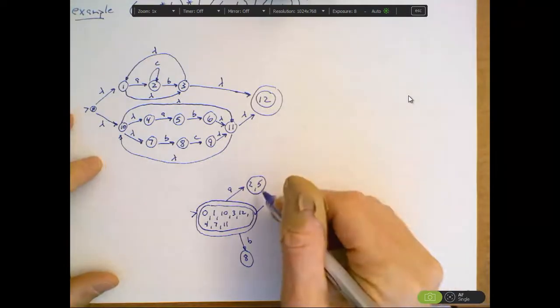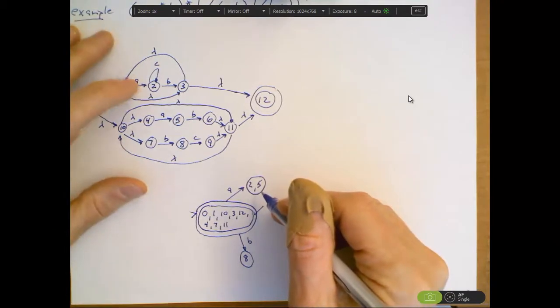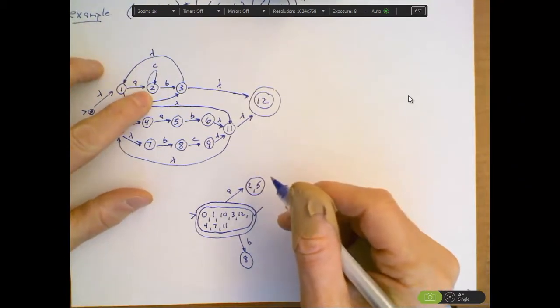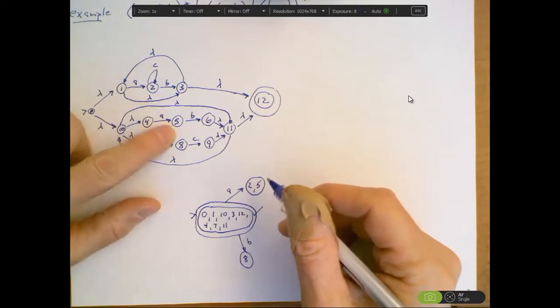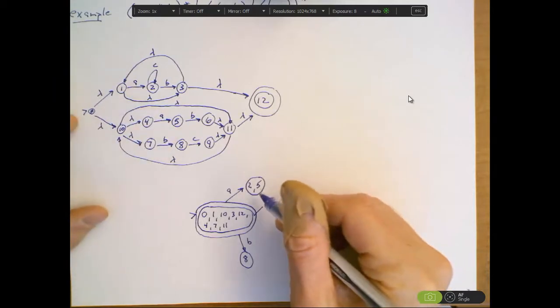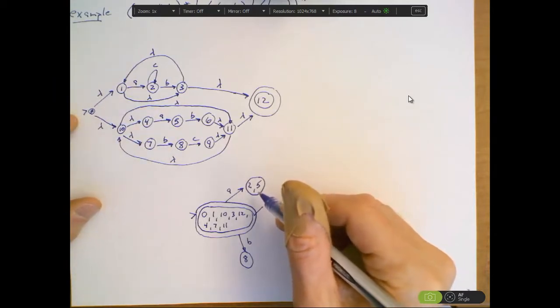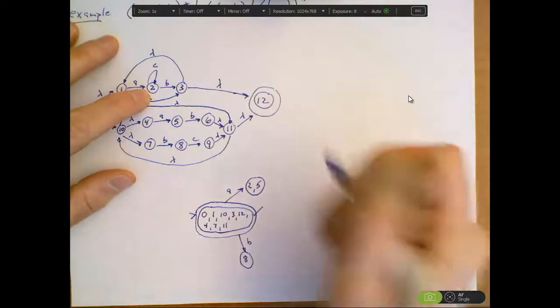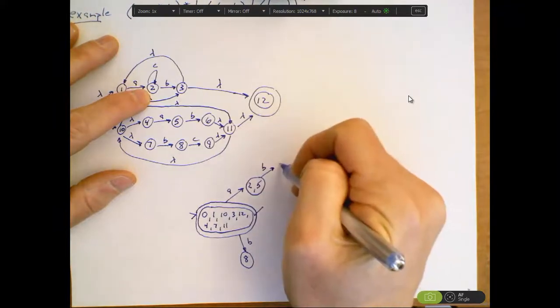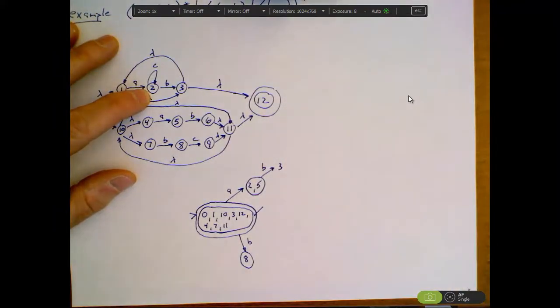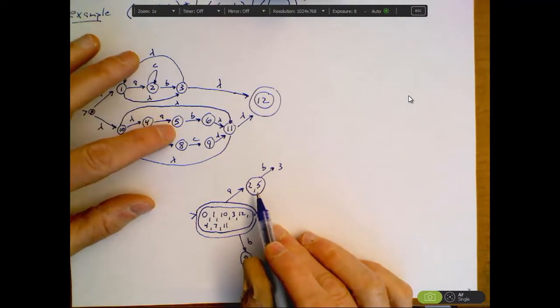So let's go to 2, 5 now. Where can I get on A from 2? Nowhere, I guess. Where can I get an A from 5? Nowhere. So A from this state would be an error case. How about B? B on 2 could go to 3. How about 5 on a B? It could go to 6.